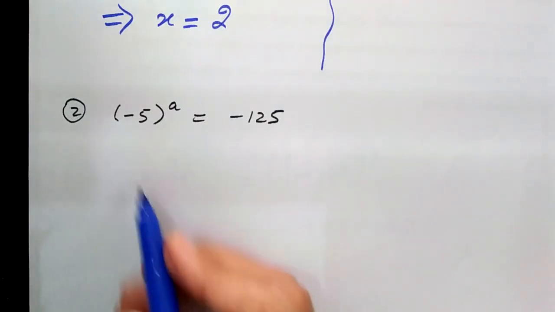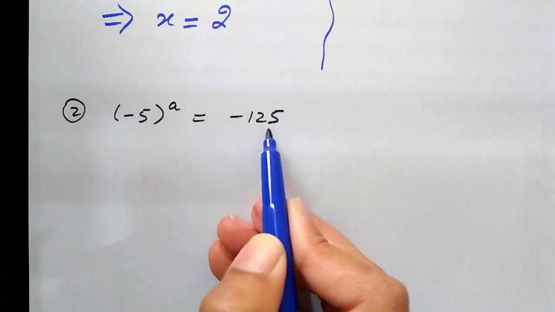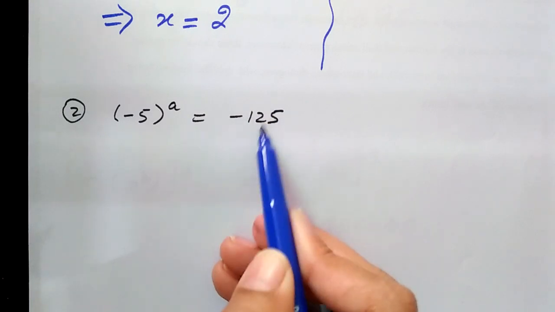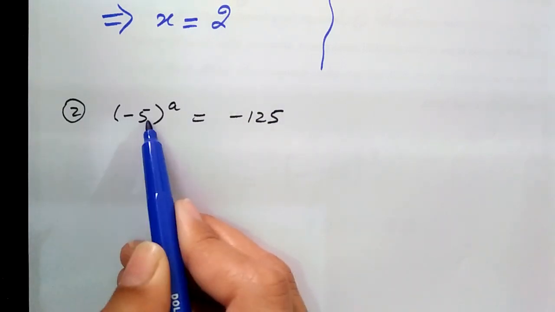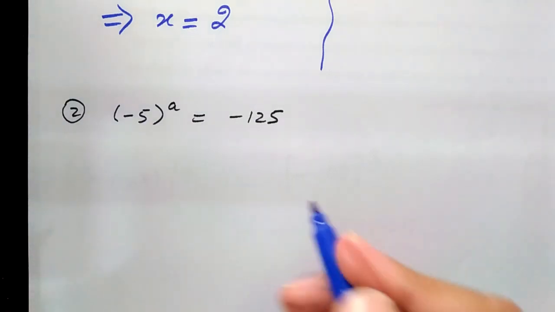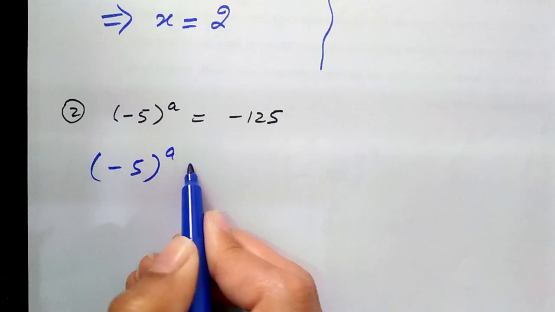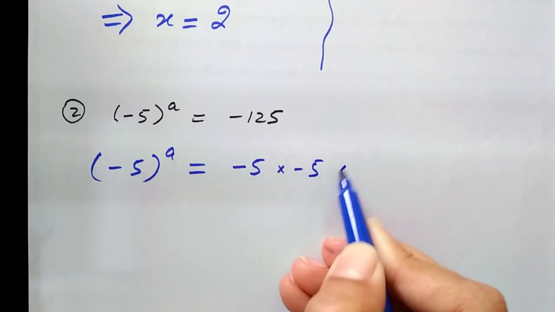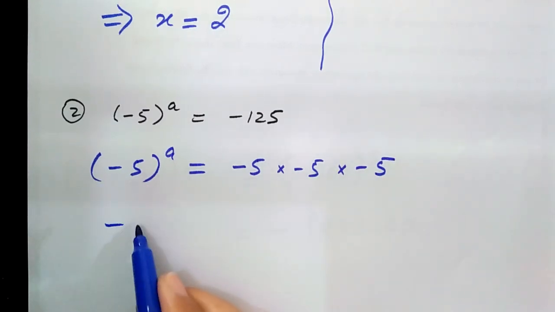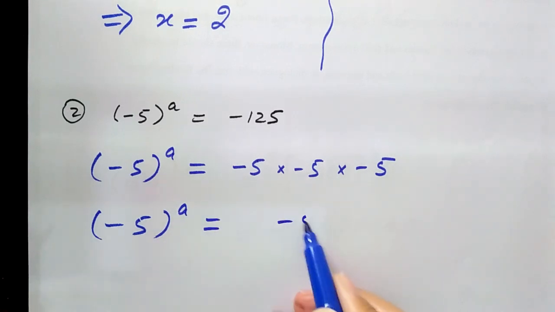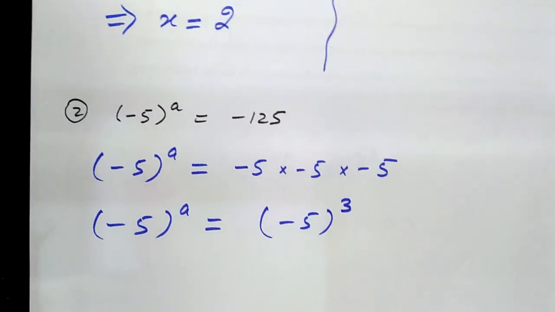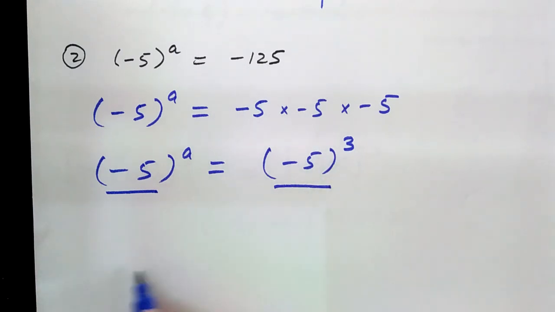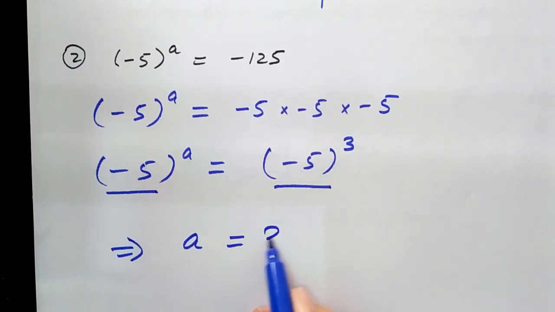Now come to the other example. Negative of 5 raised to power a equals minus 125. I will write negative 125 as a multiple of negative 5. Negative 125 can be written as negative 5 multiplied by negative 5 multiplied by negative 5. That is, negative 5 raised to power a equals negative 5 raised to power 3. So by comparing both sides, since the bases are the same, we can compare their exponents. So we will get a equals 3.